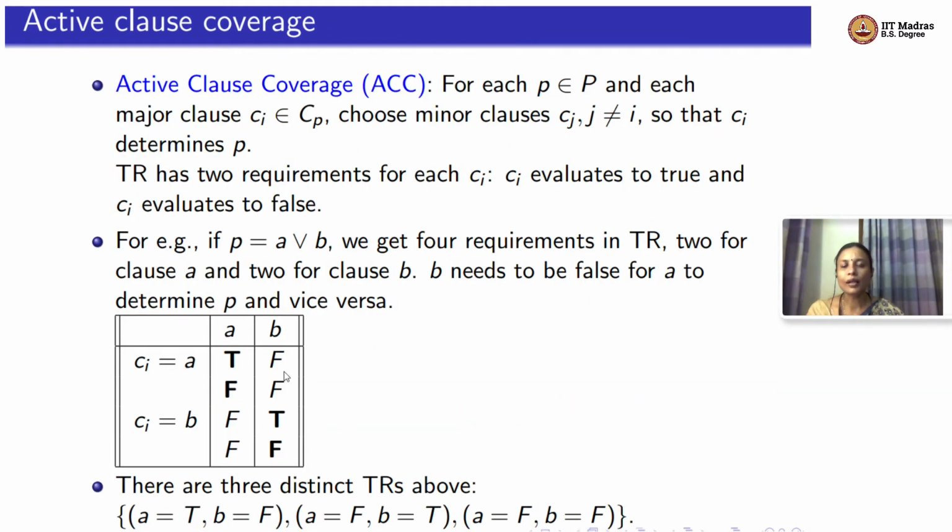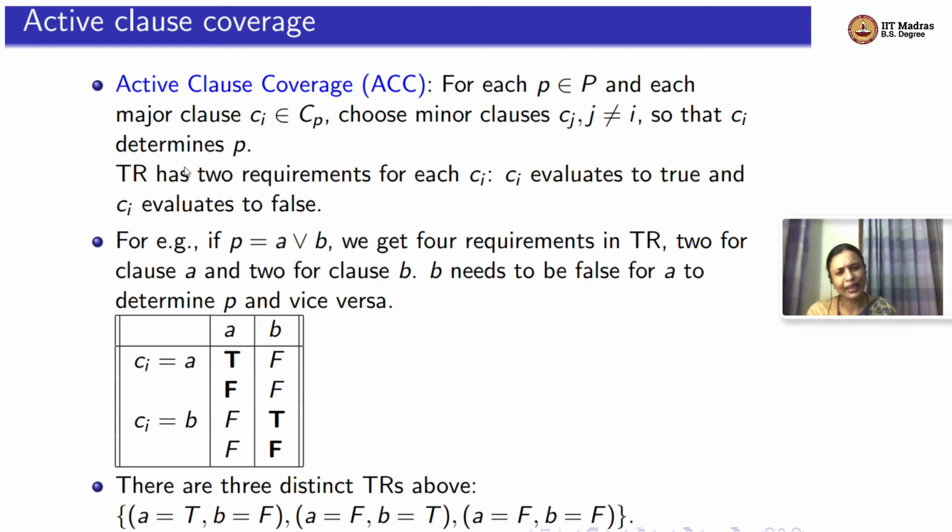So to start with, we call it active clause coverage. So what do we mean by active clause coverage? We say for each predicate P, let's consider major clauses, one at a time, Ci, and let the minor clauses Cj take values such that Ci determines P. Active clause coverage says there are two test requirements: Ci evaluates to true and Ci evaluates to false.